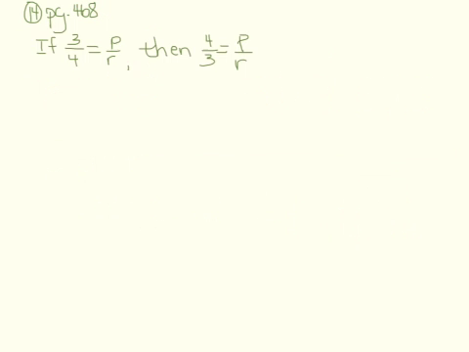Okay, number 14 on page 468, we're just supposed to tell whether this statement is true or false. This statement says if 3 over 4 equals p over r, then 4 over 3, its reciprocal, will also equal p over r. And that's a false statement, because I would need to flip the second fraction as well. So 4 over 3 should be equal to r over p.